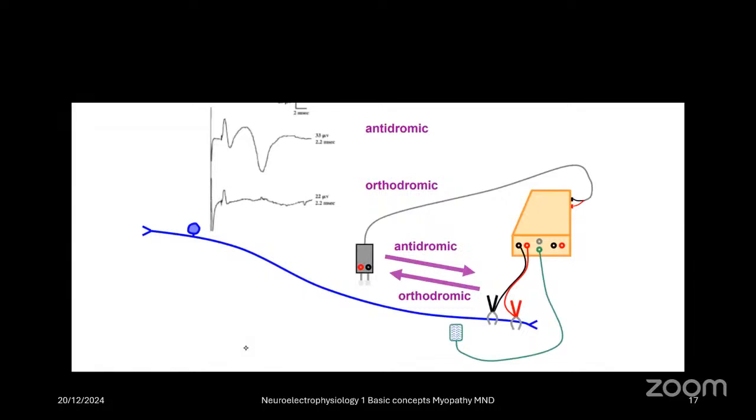Regarding antidromic and orthodromic, antidromic is what we usually do. Sometimes you may have to do orthodromic conductions also. You can have the different method by just reversing the stimulating electrode. You can make it antidromic or orthodromic.